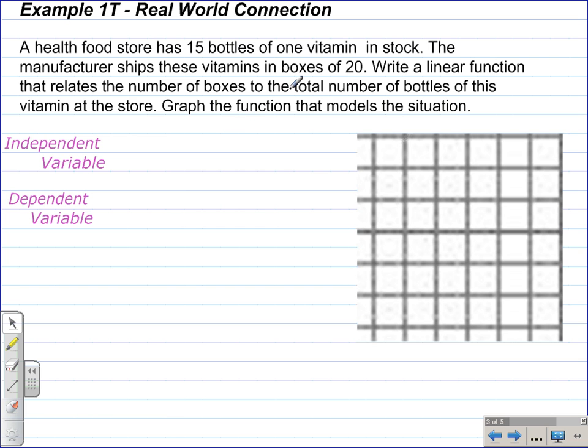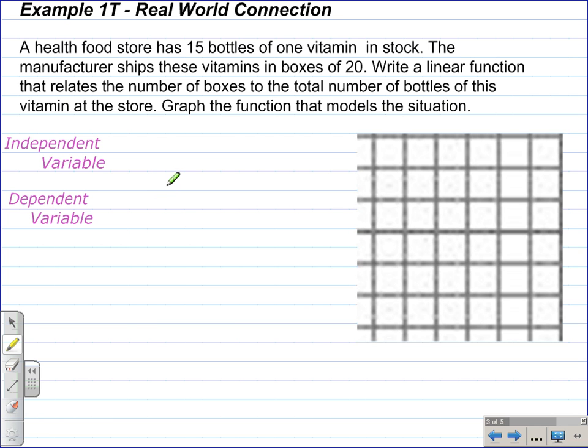So ultimately, we need to create a graph. To create a graph, we need to be able either to come up with a table of values or an equation. And it tells us also to write a linear function that relates the number of boxes to the total number of bottles of this vitamin at the store. This sentence gives us another objective that we have to complete. We have to write an equation, then create a graph. So to do that, we need to write the equation, we need to identify the independent variable and the dependent variable. Before we even do that, we need to identify what is variable in the problem situation.